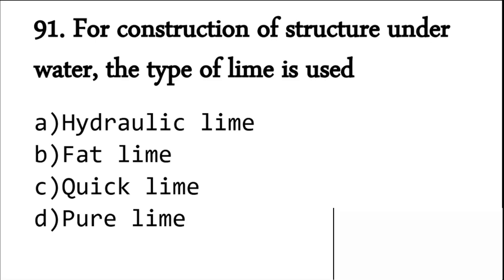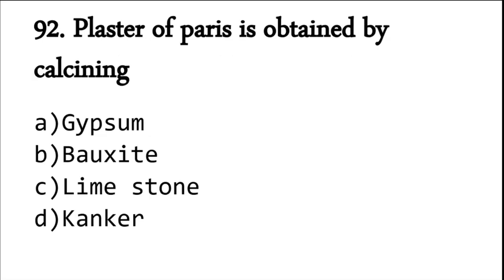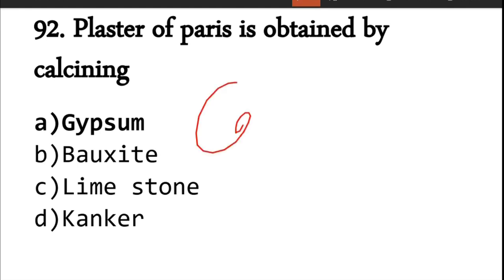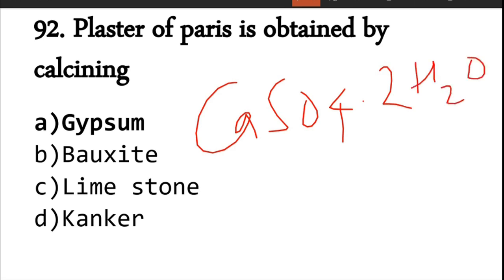Next is, for the construction of structure under water, the type of cement or lime used. So the type of lime used is hydraulic lime. Next is, the plaster of Paris is obtained by calcining. So it is obtained by calcining gypsum. A is the correct answer, because gypsum has the formula CaSO4.2H2O, and plaster of Paris contains half water molecules.